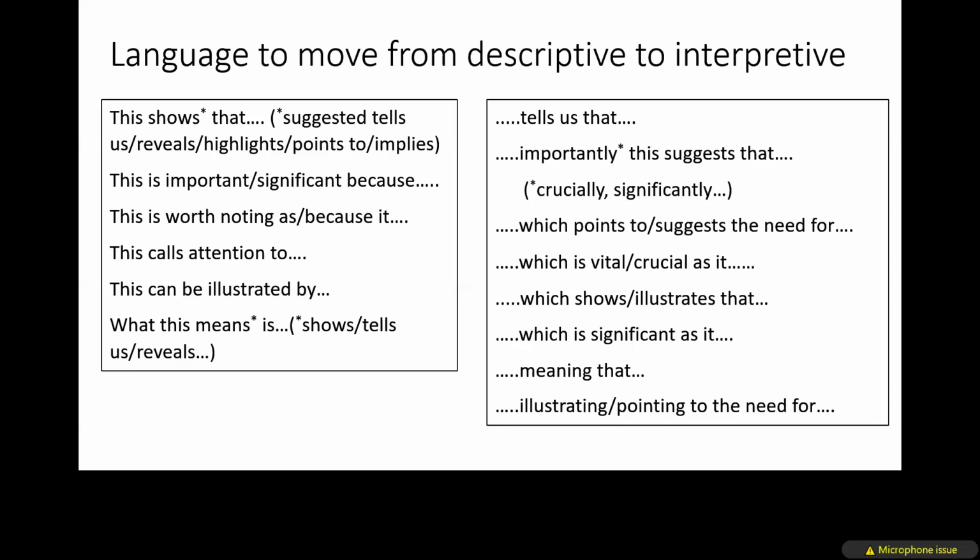On the left box, we have some phrases to start interpreting the results. The first one is "this shows that." Whenever you start a sentence with "this shows that," it suggests, tells us, reveals, highlights, points to, or implies. You can replace the word "shows" with "this suggests," "this tells us," "this highlights," "this points to," "this implies." For example, you can say, this shows that students who sleep longer tend to perform better in exams, right?